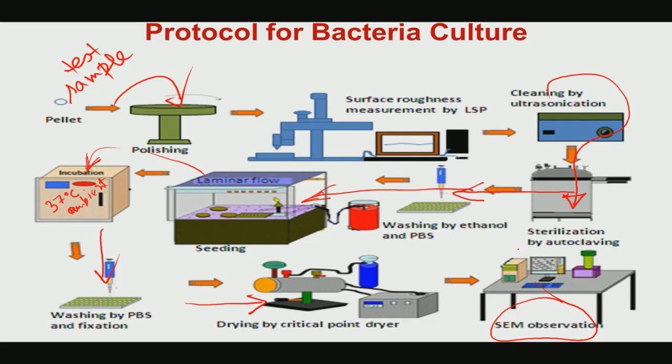antibacterial assays. So, this is the typical protocol for bacteria culture: you start with sample preparation, then sterilization, then you grow the bacteria in an incubator at 37 degrees Celsius. There is no requirement for CO2 flow, unlike eukaryotic cell culture, because bacteria can grow in a normal ambient environment. After that you fix the cells with PBS, phosphate buffer saline. Then you can do either critical point drying or HMDS, hexamethyldisilazane. Then you can see either by SEM or by live dead staining using a fluorescence microscope.